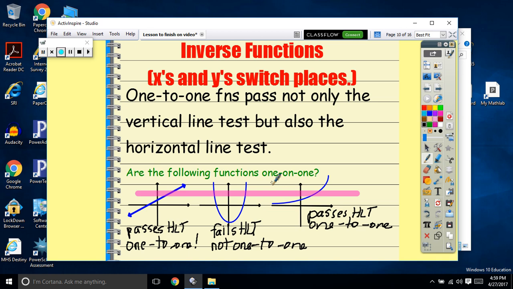Okay, we're going to stop this video so that you can now do the next little portion of A 11.2.